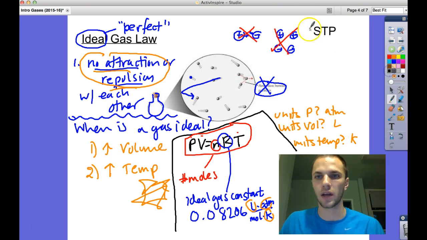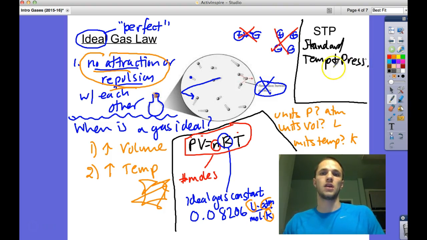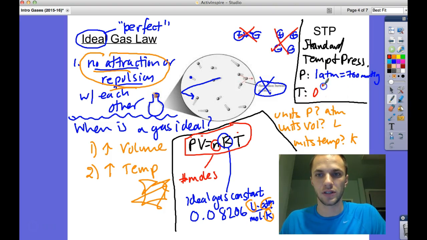Up here in the top right corner, I'm adding one small little detail. This is STP, which stands for standard temperature and pressure. This is a set of conditions that we record data about gases at so that we have a common set of data to look at and analyze and do experiments with. So what you need to know is what the pressure and the temperature is at STP. The pressure at STP is 1 atm, which is the same thing as 760 mmHg. And the temperature is 0 degrees Celsius, which is the same thing as 273 Kelvin.